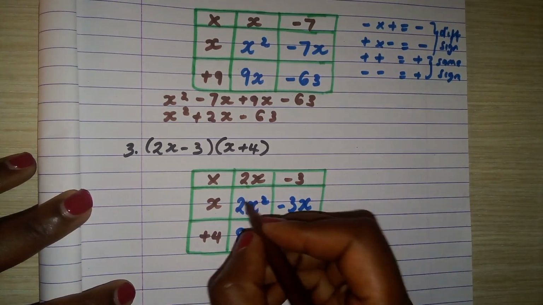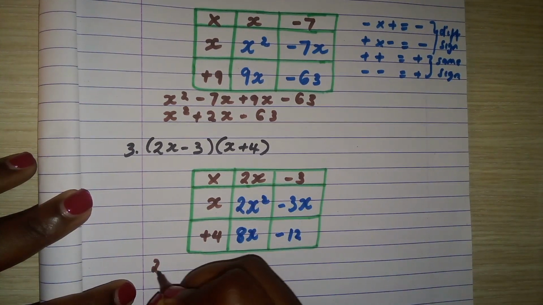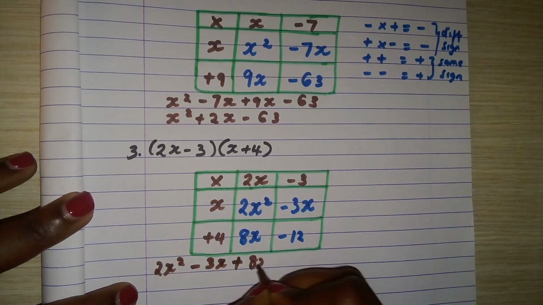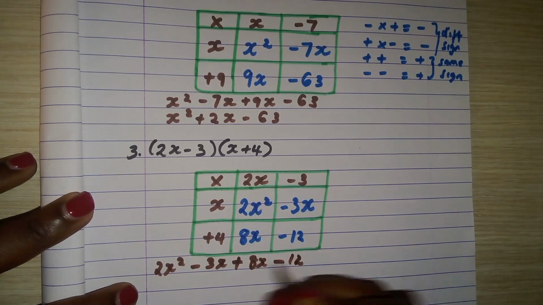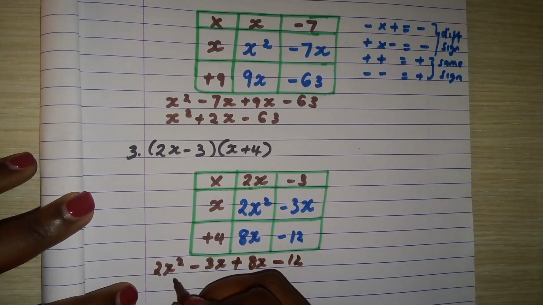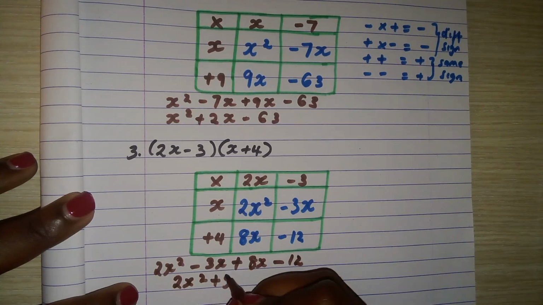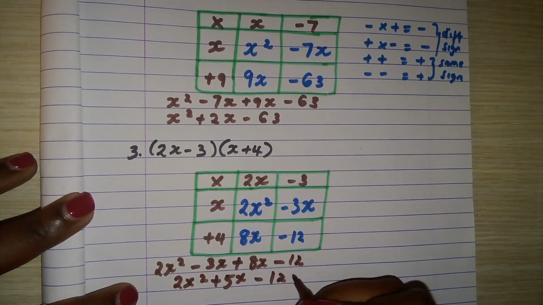So after that, now we write the numbers on the side. So 2x squared minus 3x plus 8x minus 12. So the answer would be 2x squared, negative 3 plus 8 would be positive 5x, minus 12.